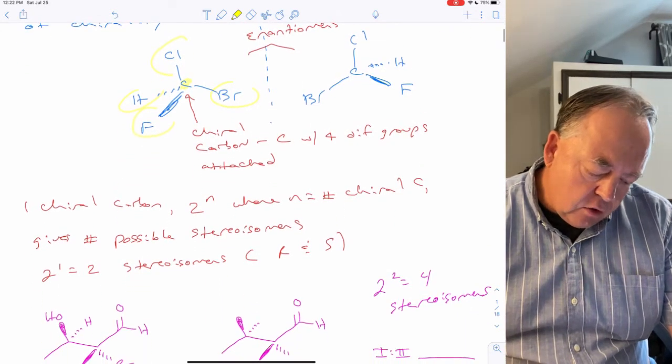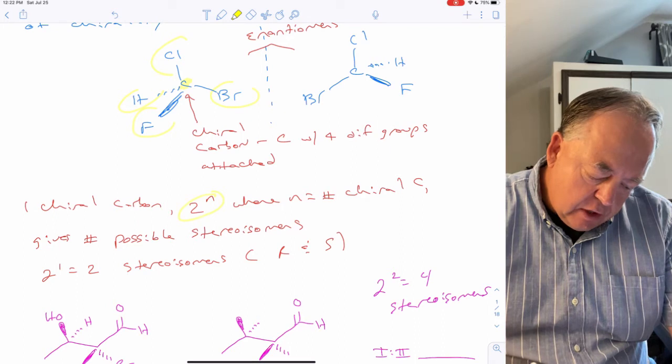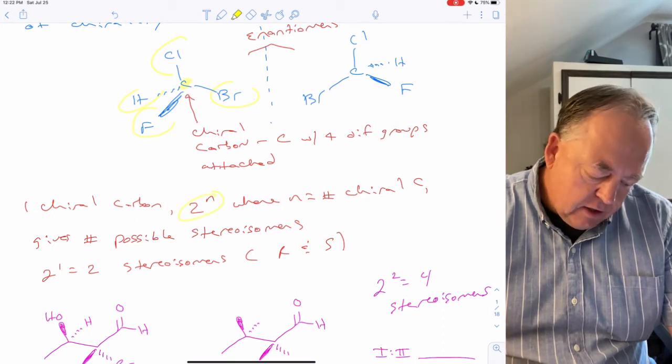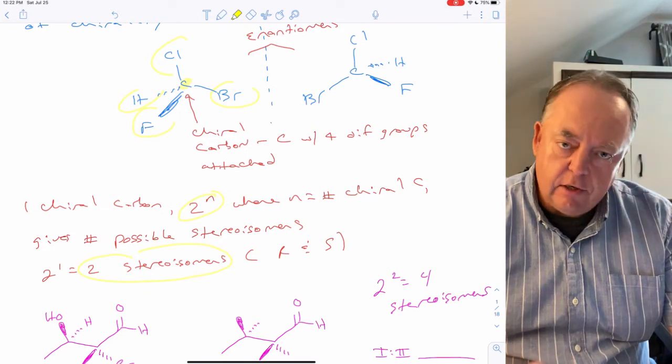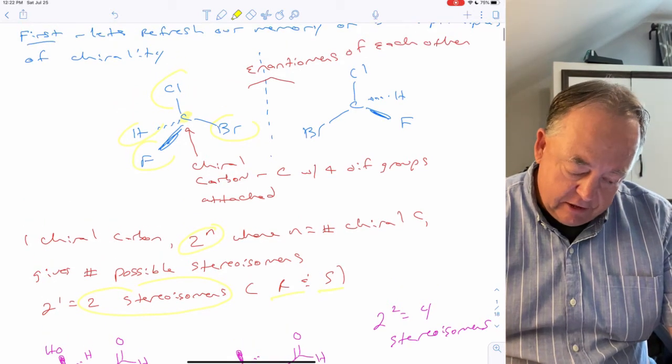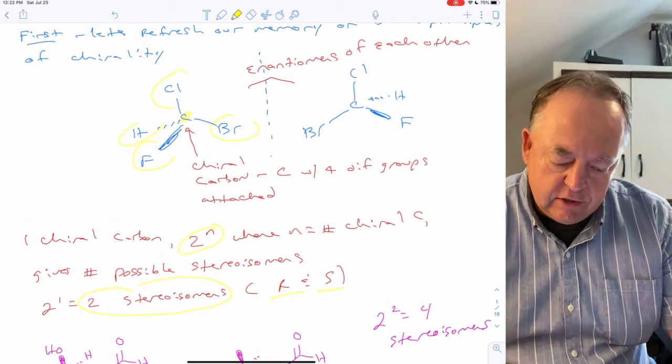So it has 1 chiral carbon, so if you remember this formula, 2 to the n, where n is the number of chiral carbons. So 2 to the 1, that means this molecule would have 2 stereoisomers, the R and the S isomer, which are the 2 stereoisomers drawn.